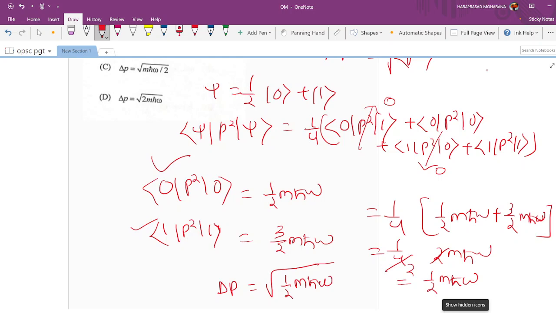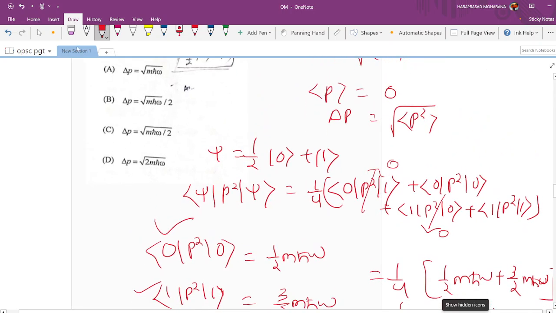Carefully see the options. In a hurry you can make the mistake, but B is not the answer because the 1 by 2 is outside the root. So this option C is the correct answer here.